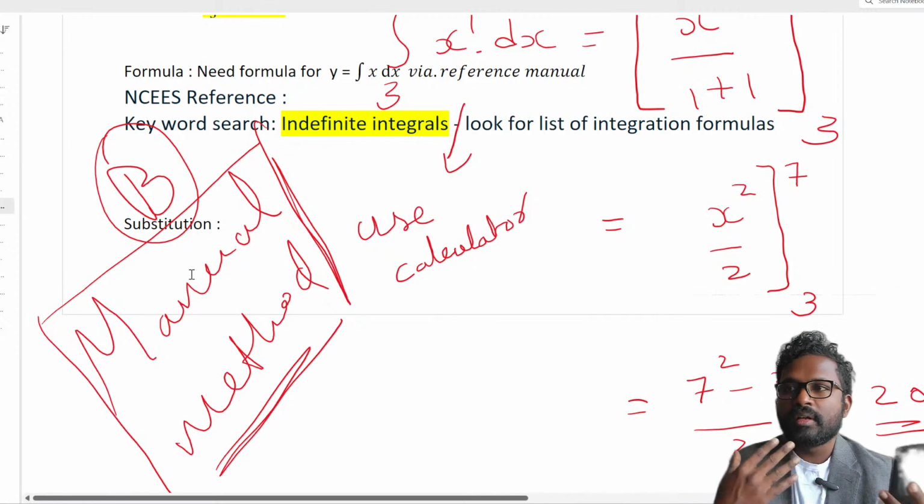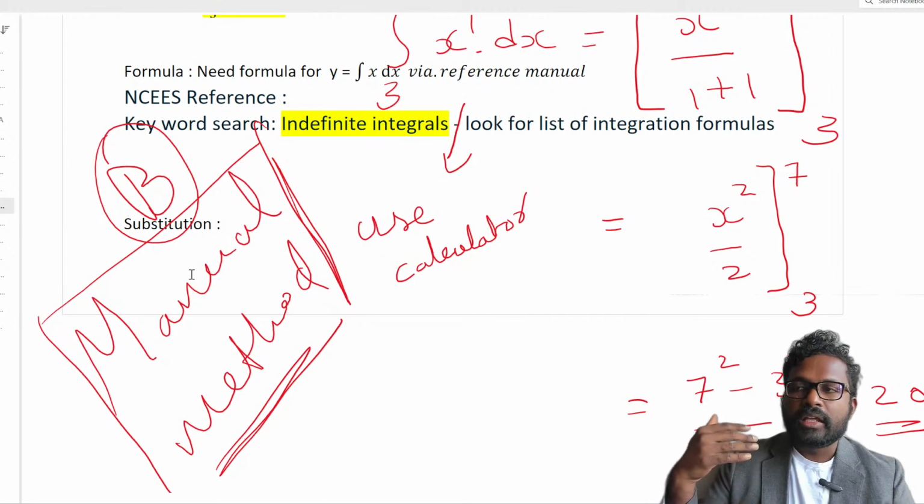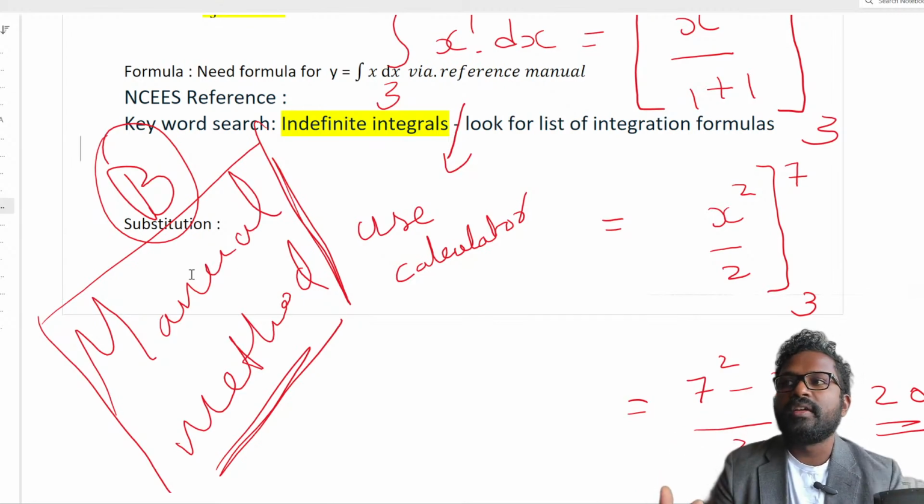My best preference is the manual method, because every problem is unique. Your brain should be able to think and process and see what the right formula is for a particular situation. But sometimes a question can be as simple as this one, and you can directly put all this into your calculator.